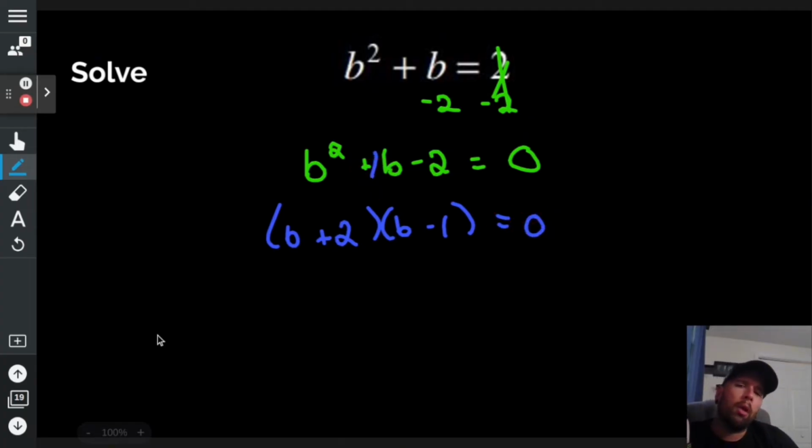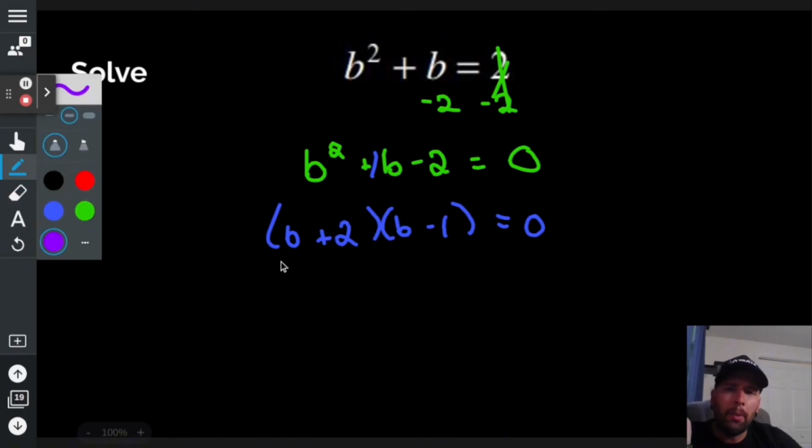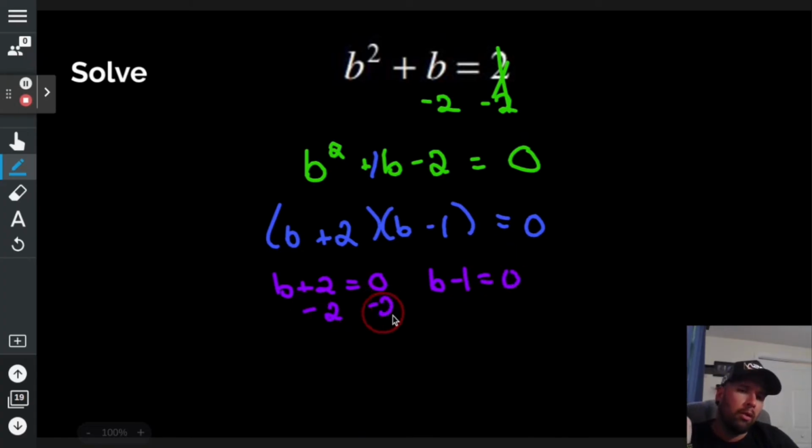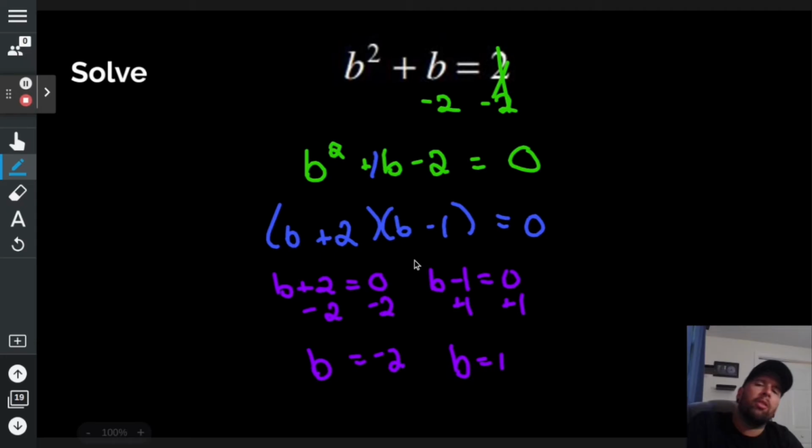Now remember what I wrote over here. You take each parentheses and set them equal to 0. b plus 2 equals 0 and b minus 1 equals 0. Subtract 2, b is -2. Interesting, the opposite of 2. Add 1, and b is 1. Interesting, the opposite of -1.